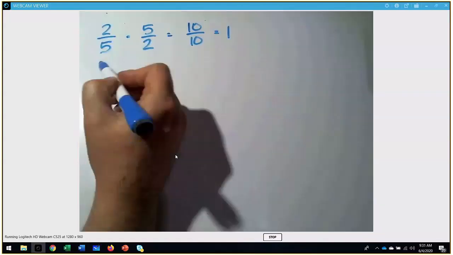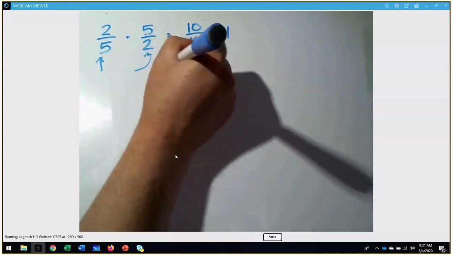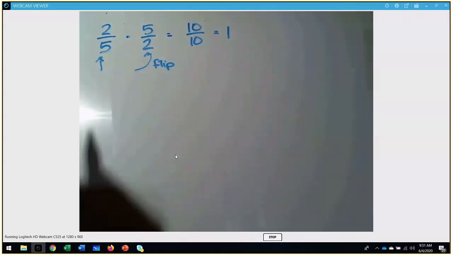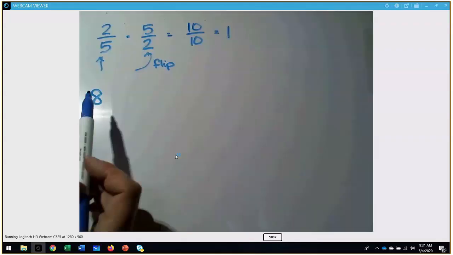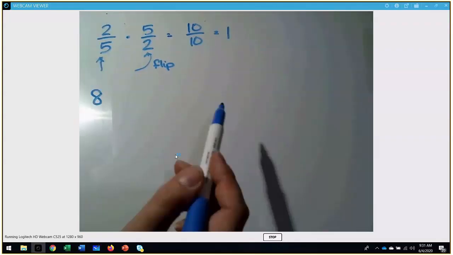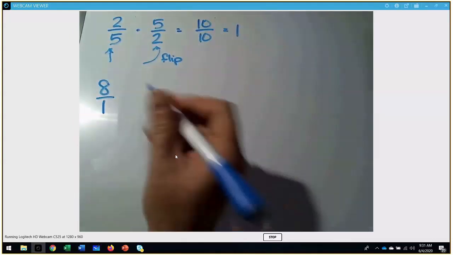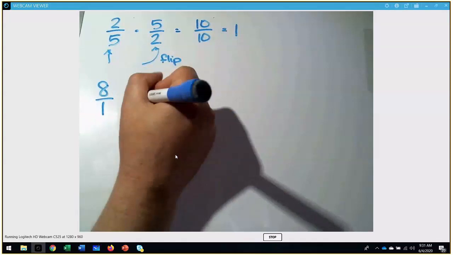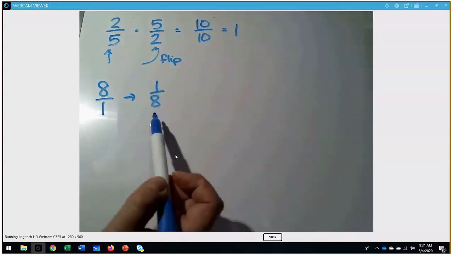So if you start with this, you flip. Just flip the fraction. If you start with a whole number, for example, like 8, to make a reciprocal out of this, put your whole number over 1, and that way you can flip it. So this reciprocal for 8 would just be 1/8.